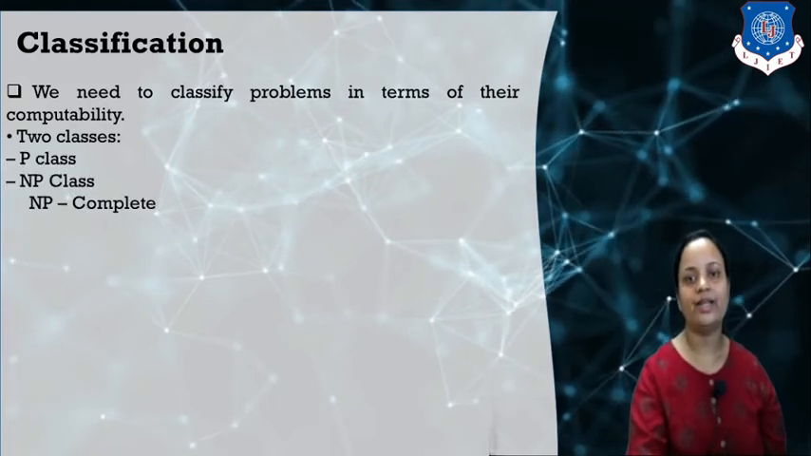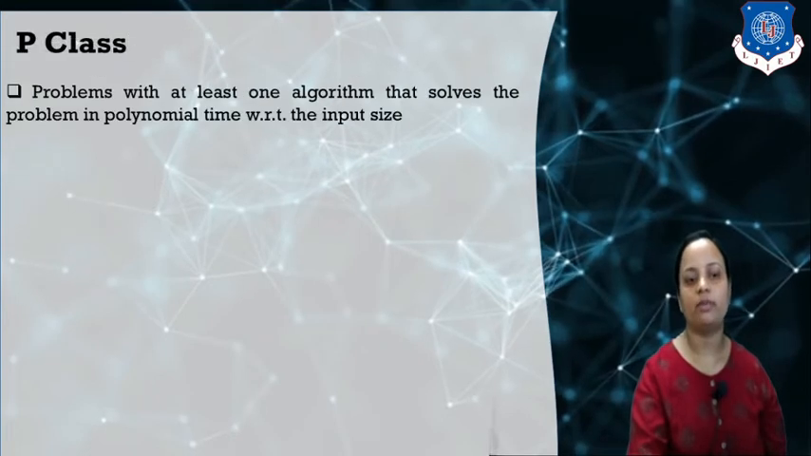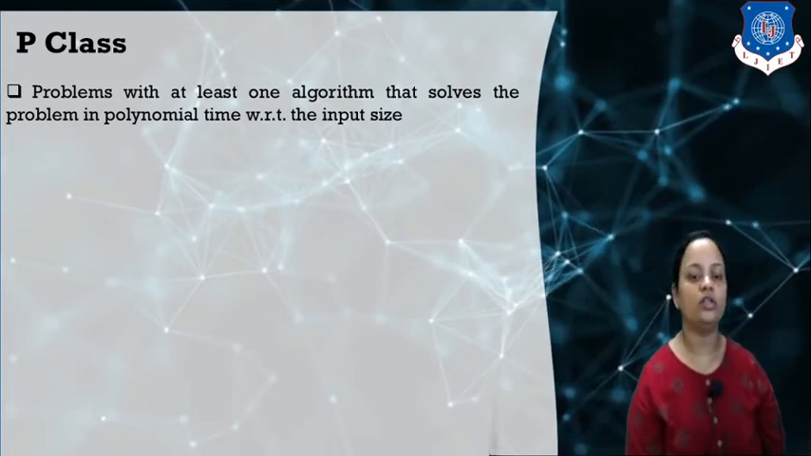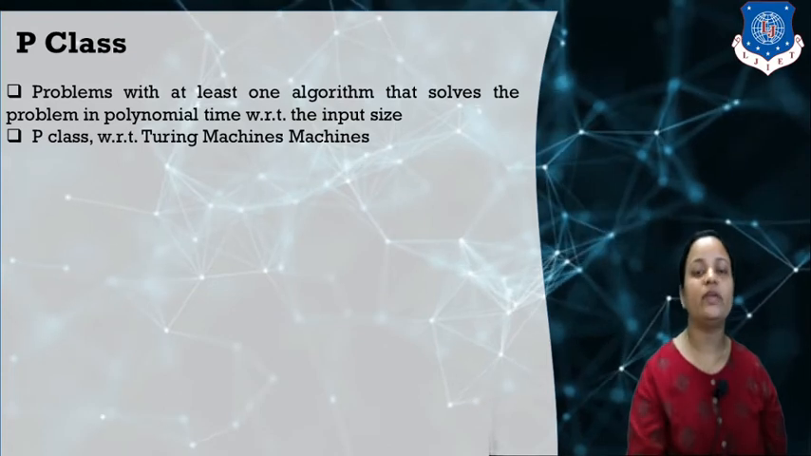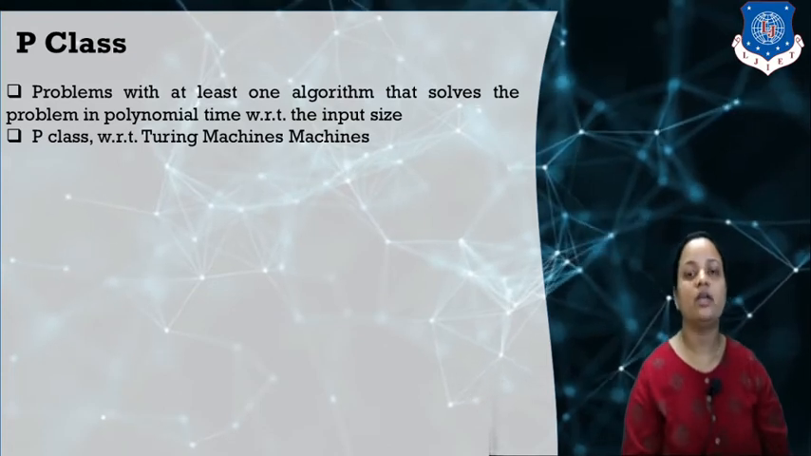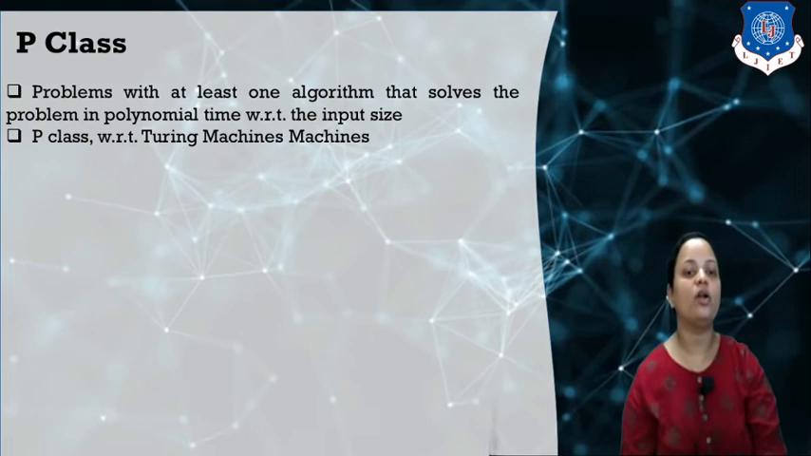Now, as we know, the problems are divided into two main categories: the class P problems and the NP class, which is again divided into NP complete and NP hard. Let's start with the class P problems. These are problems with at least one algorithm that solves the problem in polynomial time with respect to the input size. So class P problems means the problems that can be solved in polynomial time.